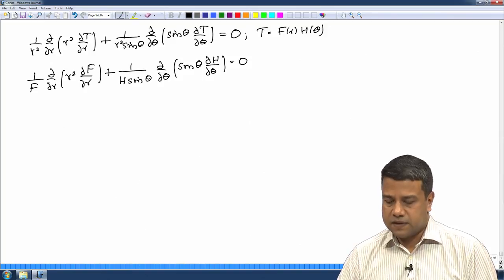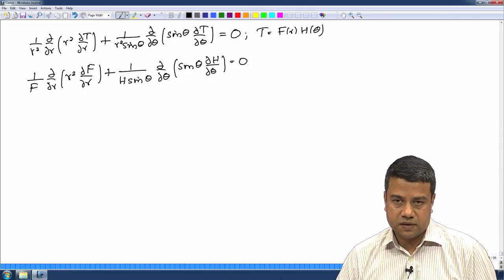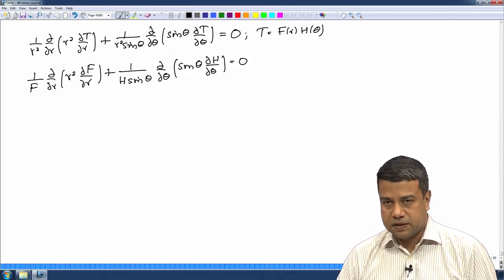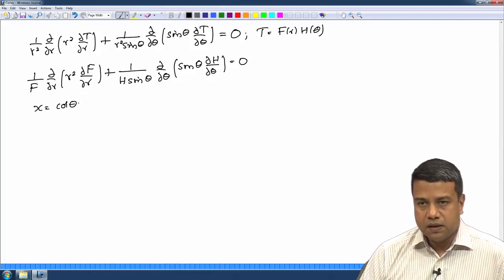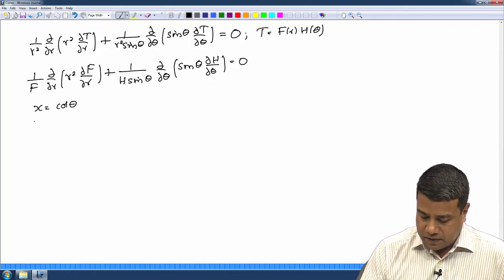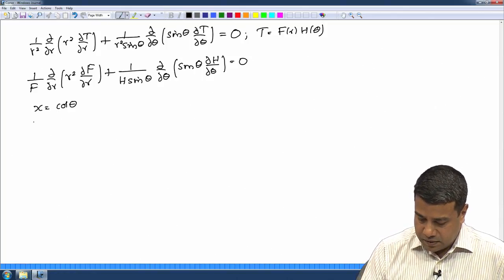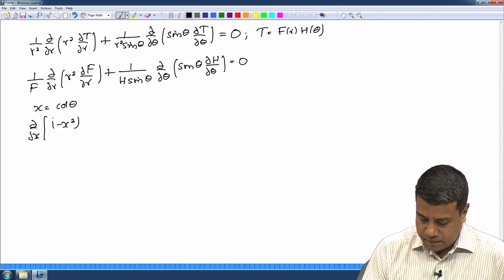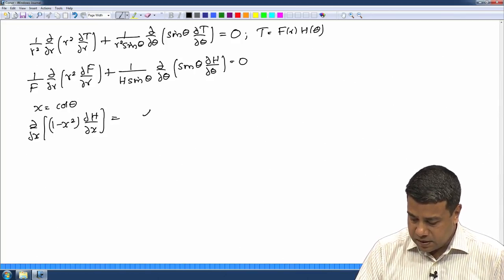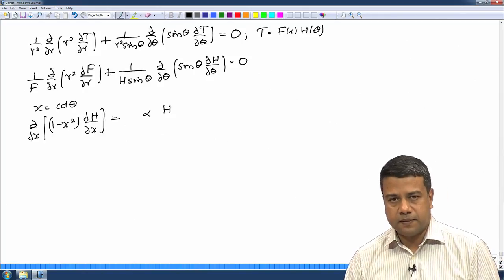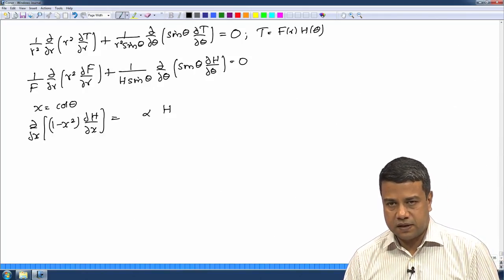And I had said that the first term depends only upon r, the second term depends only upon theta. So, both of these have to be equal to constants. Taking the second term first, I had substituted x is equal to cos theta. The equation becomes of the form, something is equal to some constant alpha times h.